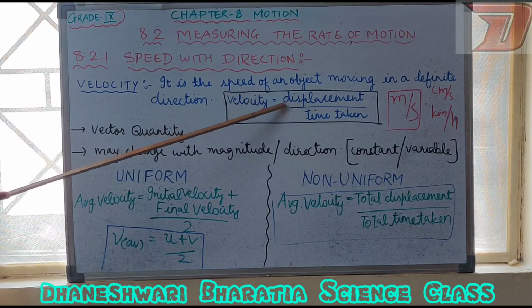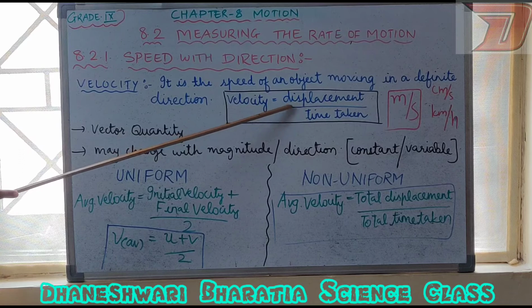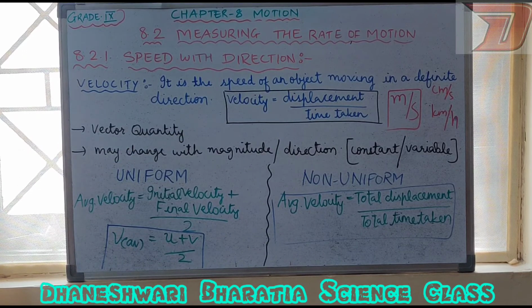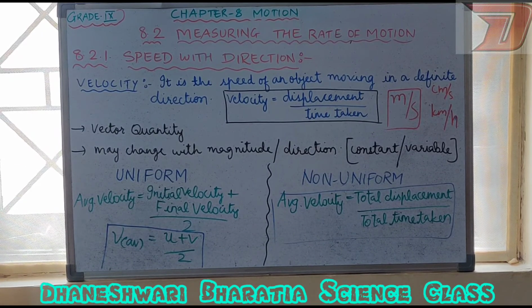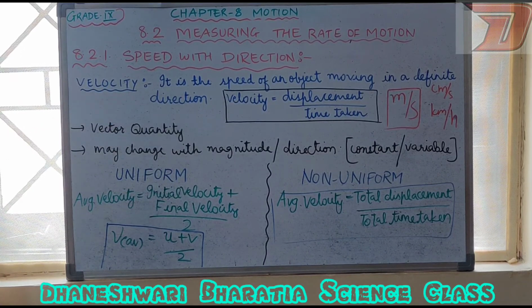Why? Because displacement is involved here, isn't it? I think in the previous lecture we have done the discussion about displacement, that the value of displacement can be positive also, negative also, and zero as well. Am I clear? So the velocity, its quantity or its value can be positive, negative, and zero as well.